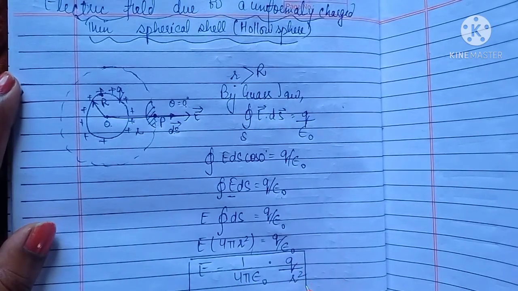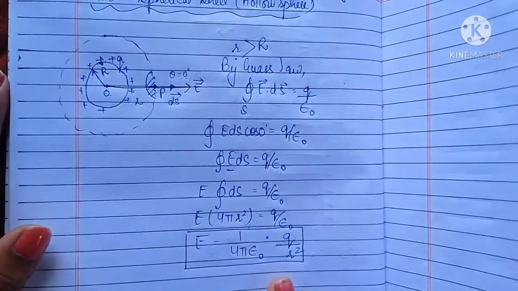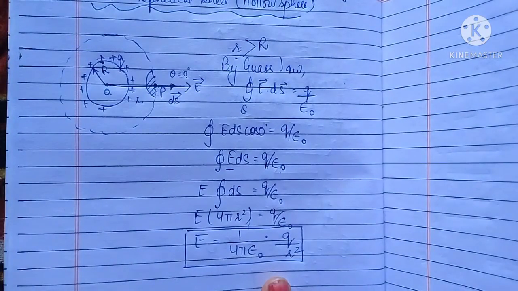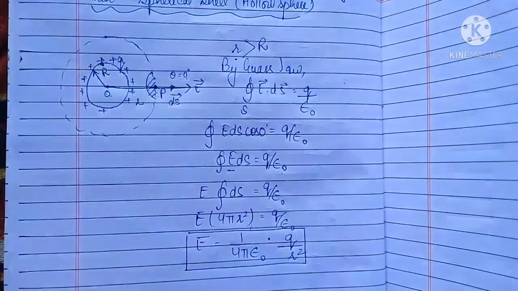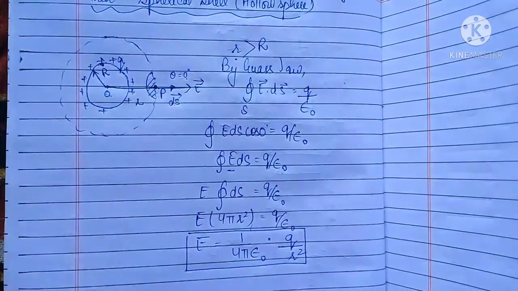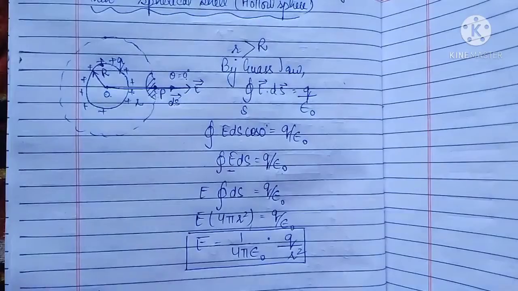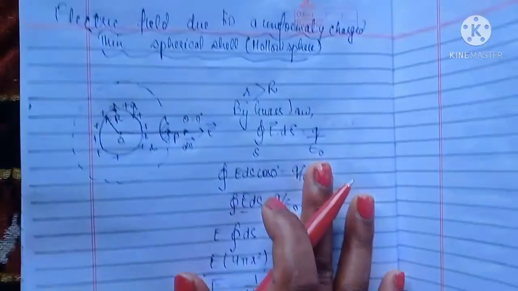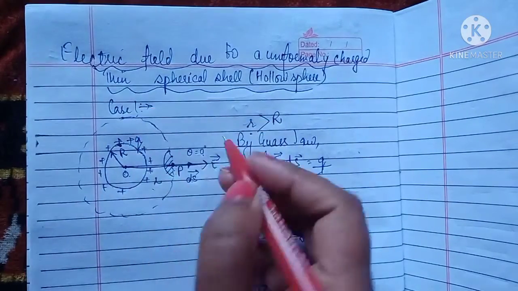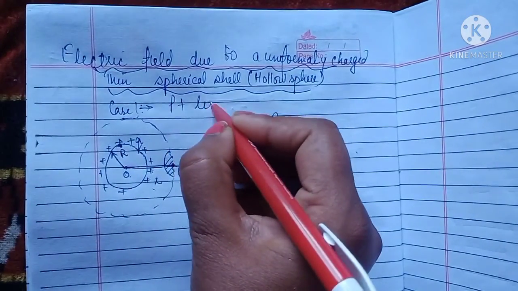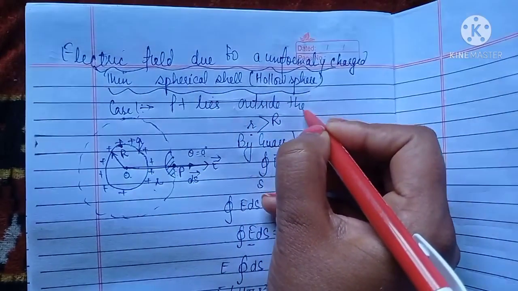The expression of the electric field tells us that it resembles the electric field intensity due to a point charge. Right, now this is the final expression we have got for the electric field of a spherical shell or a hollow sphere. Now we have to discuss cases. The first case we have discussed here is when the point is lying somewhere outside the shell. Here the point lies outside the shell.